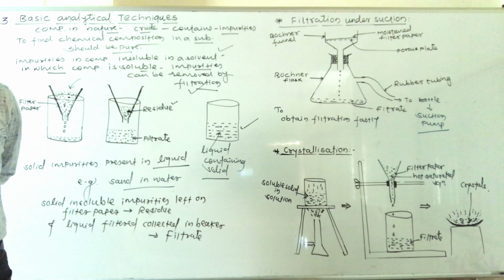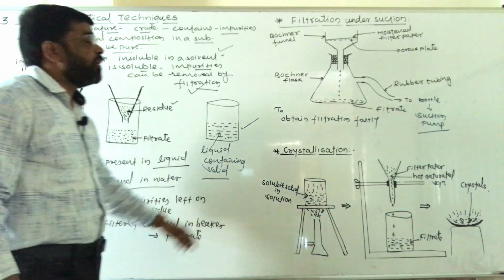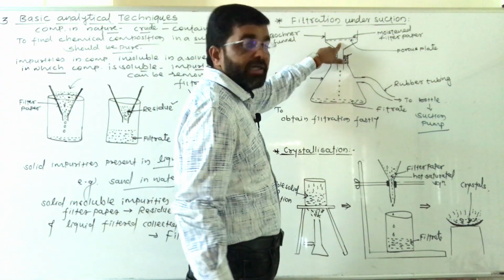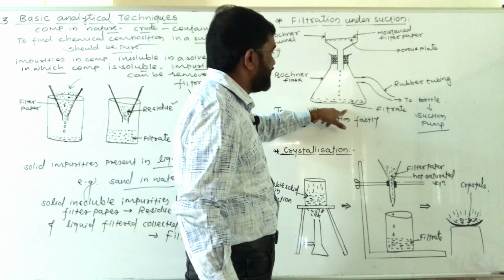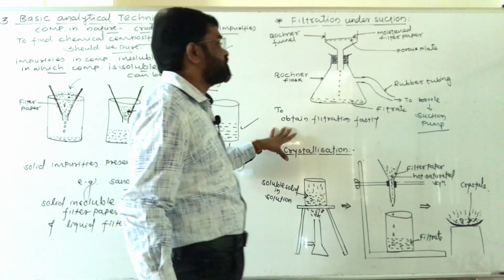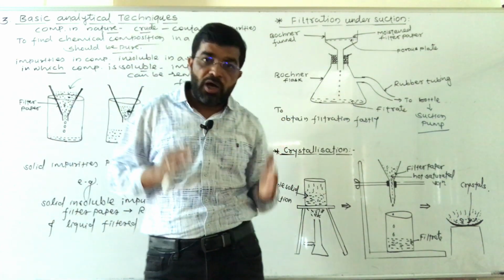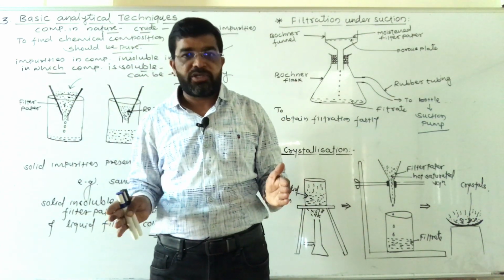The crystals of solid are collected on the filter paper and the filtrate in the flask. What are the crystals? The solid is collected on this filter paper and the filtrate is collected here. It takes place faster than normal or ordinary filtration.